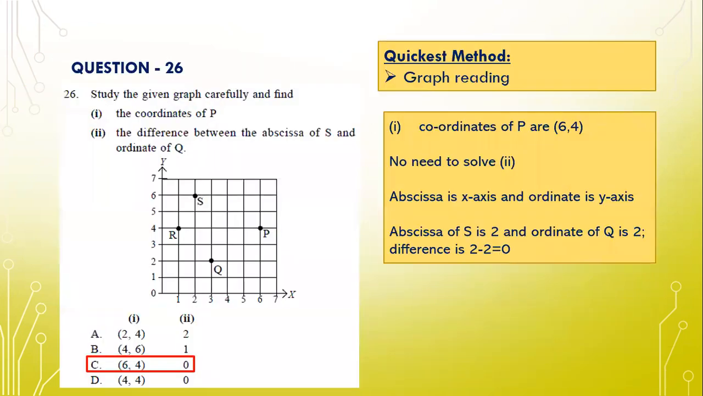Okay, the first one: study the given graph carefully and find the coordinates of P. It is a very easy question. Coordinates of P are X is 6 and what is Y? Y is 4, isn't it? 6 and 4.